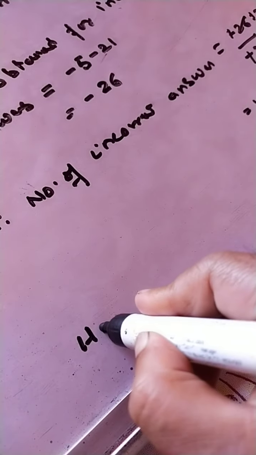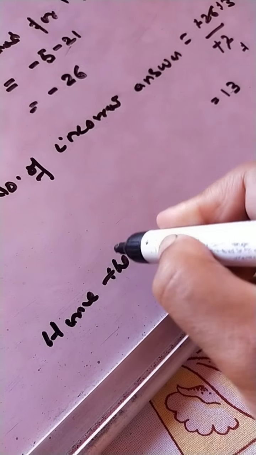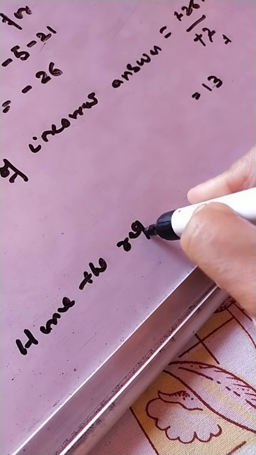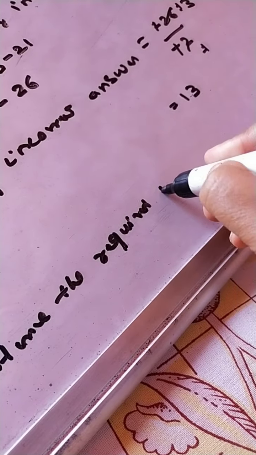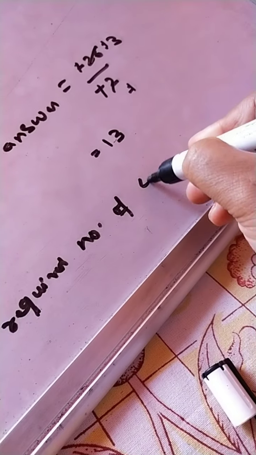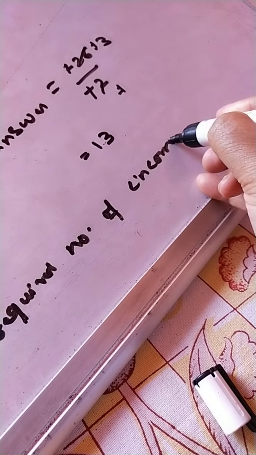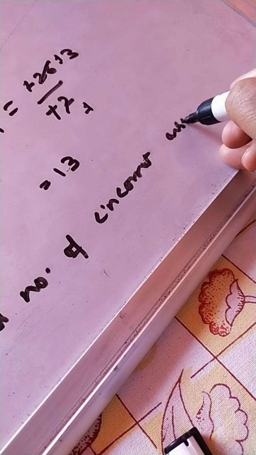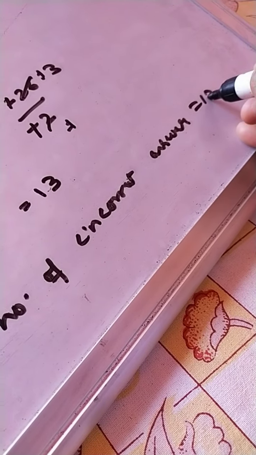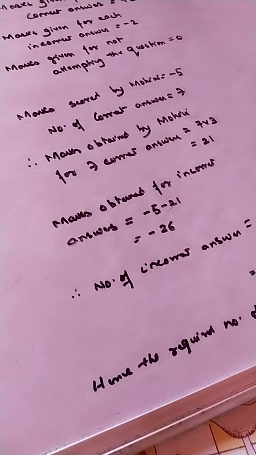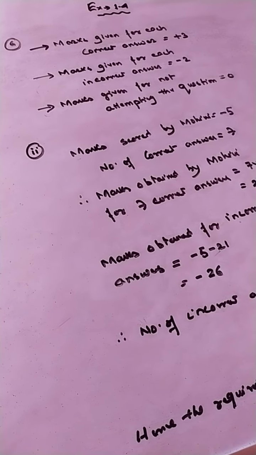Hence the required number of incorrect answers would be 13. So this is the solution of sum number 2 of question number 6.